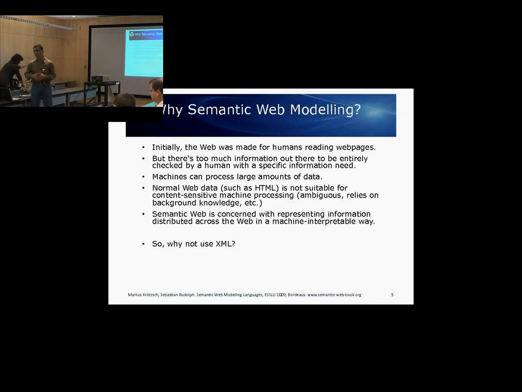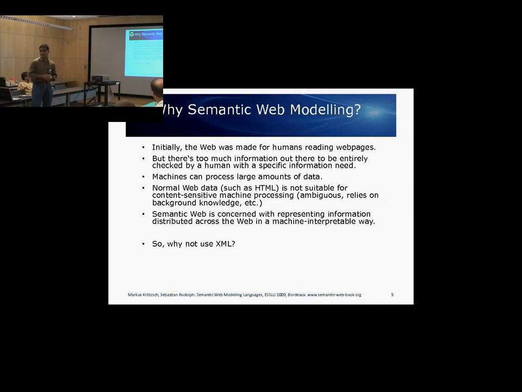Now, because we are employing machines in pretty much every aspect of our life, people thought, why not involve machines in processing this huge amount of data? But again, the way in which the web was structured, the HTML, is not really suitable for the way in which machines can process it. It is really ambiguous. It relies on a lot of background knowledge which a human being can provide, but a machine cannot. So that is why they had to come up with a new standard.